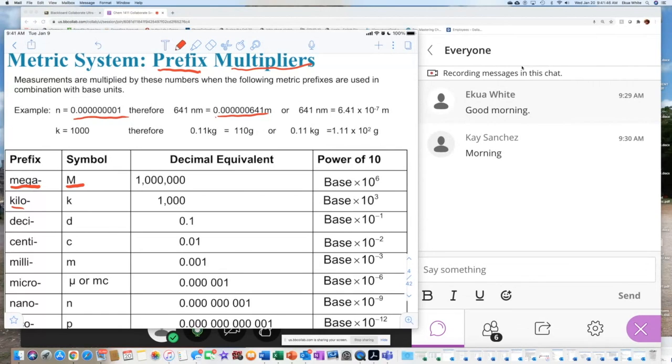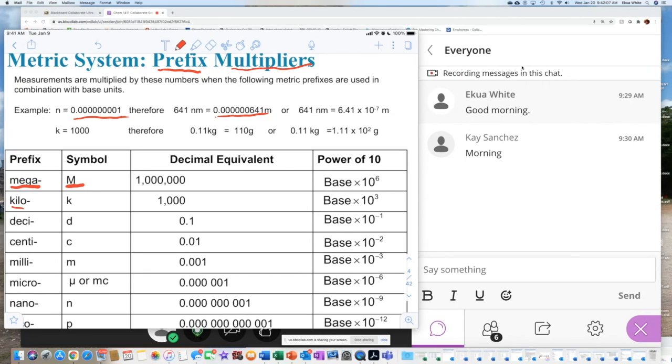Okay, so you're aware of mega, you're aware of giga, even though I don't have it right here in this table. This table is very limited, but you're aware of gigabytes for memory storage in computers, megabytes, kilobytes. You're aware of all of that as far as computers are concerned.